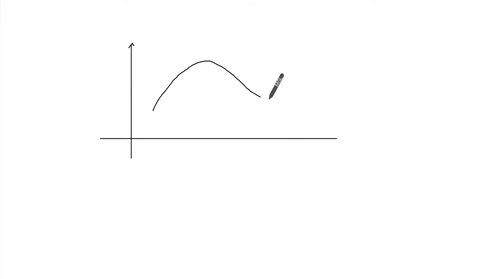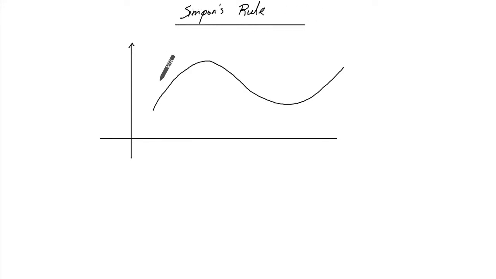Okay, so this time we want to explore another method of estimation. It's called Simpson's rule. And what we want to do here is, instead of using rectangles or trapezoids, we want to estimate with a parabola instead.